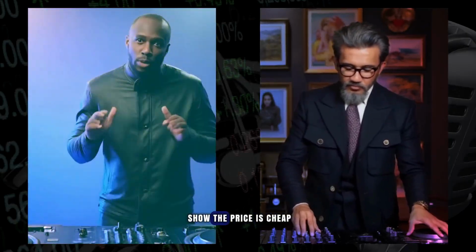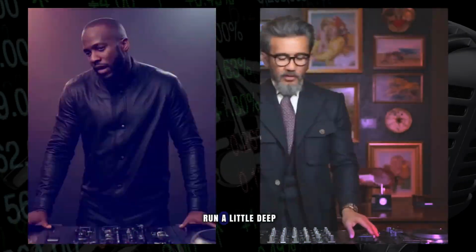A high PE means growth in sight. Investors pay now for the future flight. A low PE might show the price is cheap, or doubts about growth run a little deep.